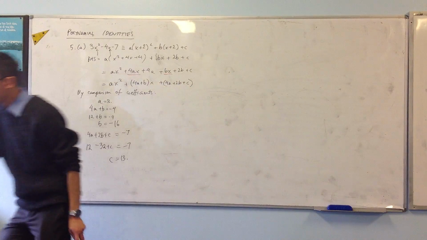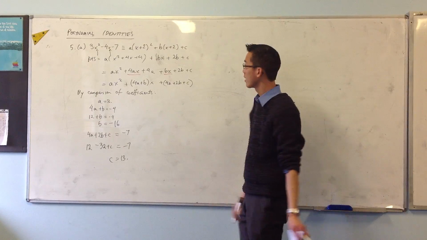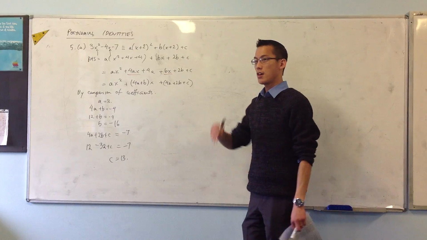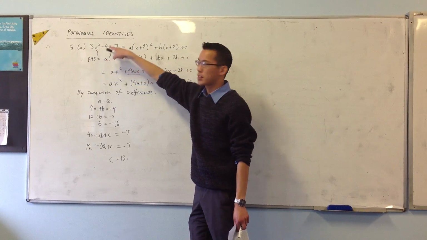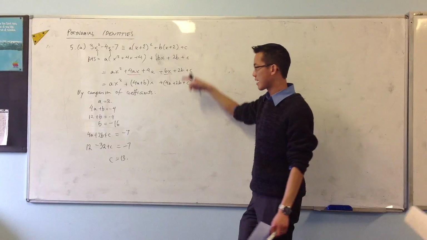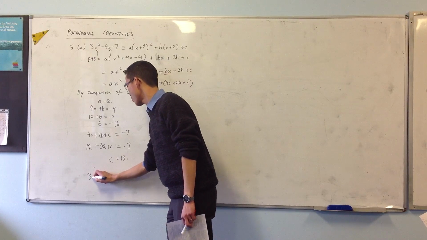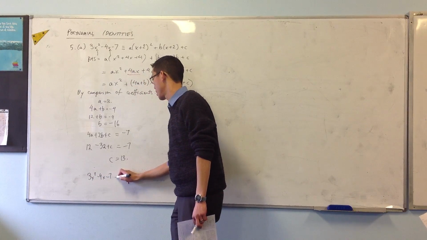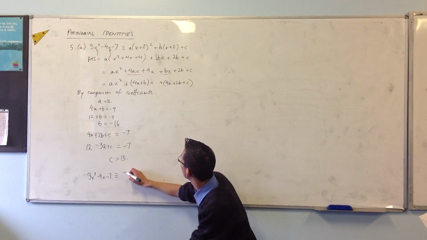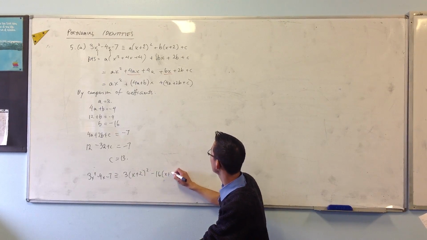Now, in this case, the question was, find A, B, and C, so I'm actually done at this point. However, occasionally they'll reword the question a little bit and say, write 3x squared minus 4x minus 7 in this form. In that case, all that's left to do is to take my A, my B, and my C and rewrite it like so: 3x squared minus 4x minus 7 is equivalent, for all values of x, to 3 times (x plus 2) squared minus 16 times (x plus 2) plus 13.